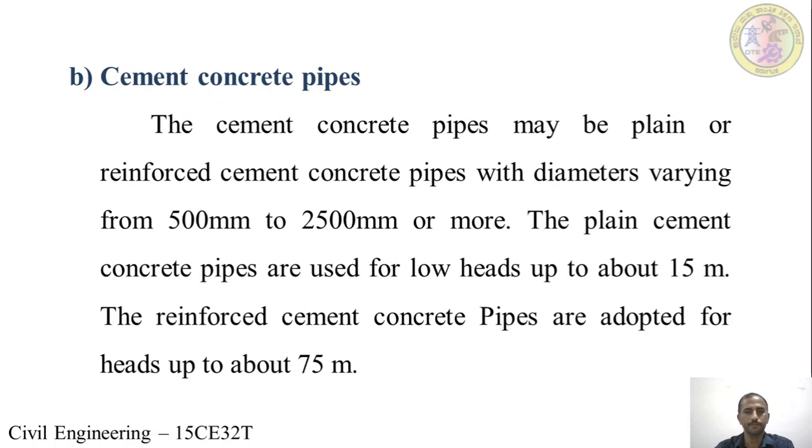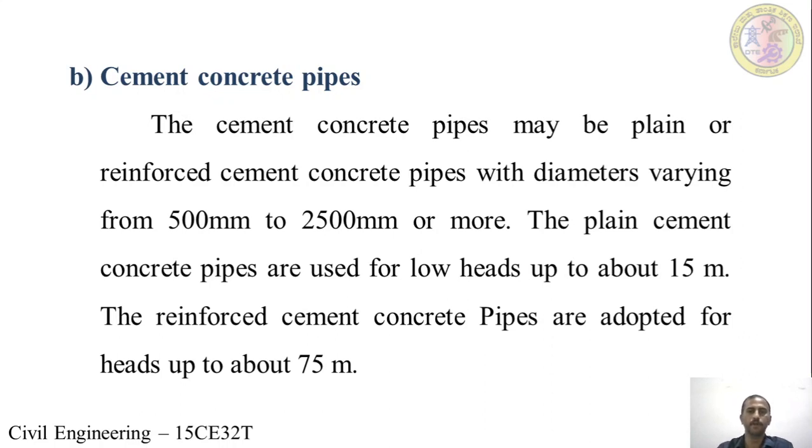Cement concrete pipes may be of plain cement concrete pipes or reinforced cement concrete pipes. In plain cement concrete, no steel is used for reinforcement. That is the only difference between plain and reinforced cement concrete pipes. In reinforced cement concrete pipes, we are going to use cement, fine aggregate, coarse aggregate, water and steel for reinforcement. The diameter of these pipes varies from 500 mm to 2500 mm or more.